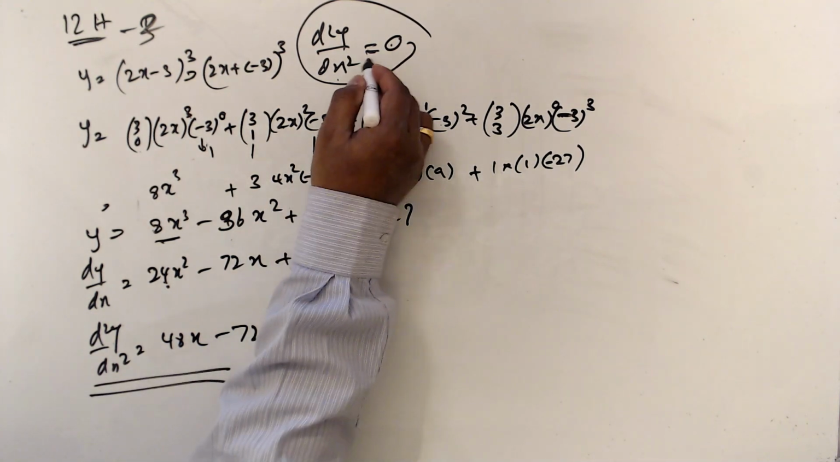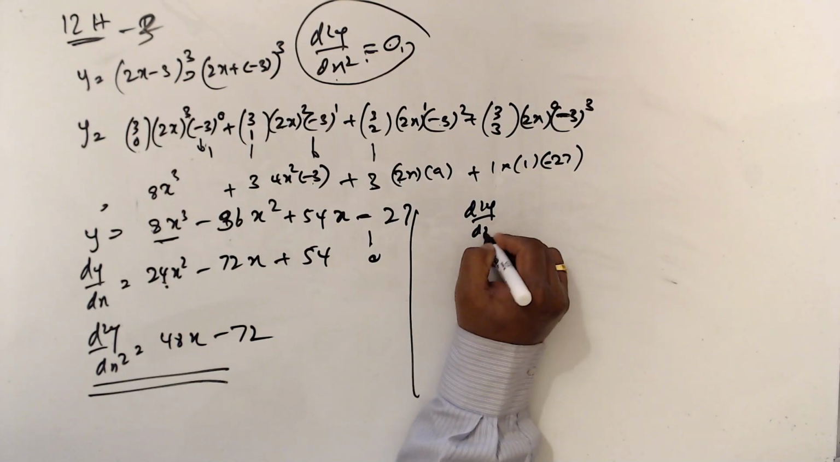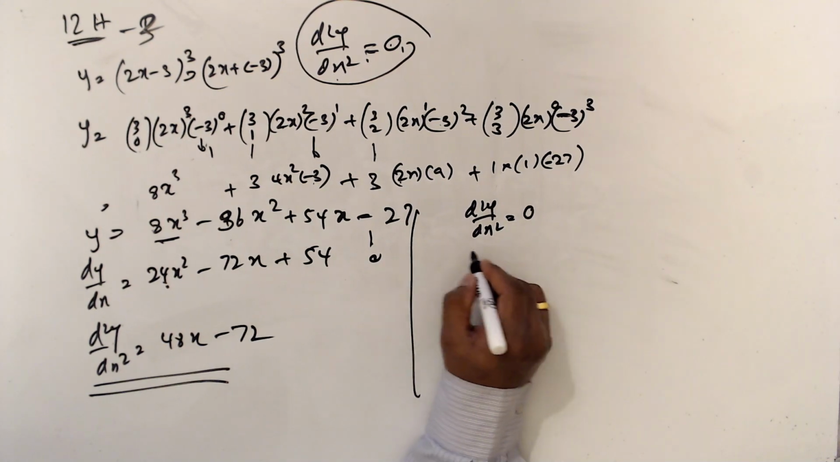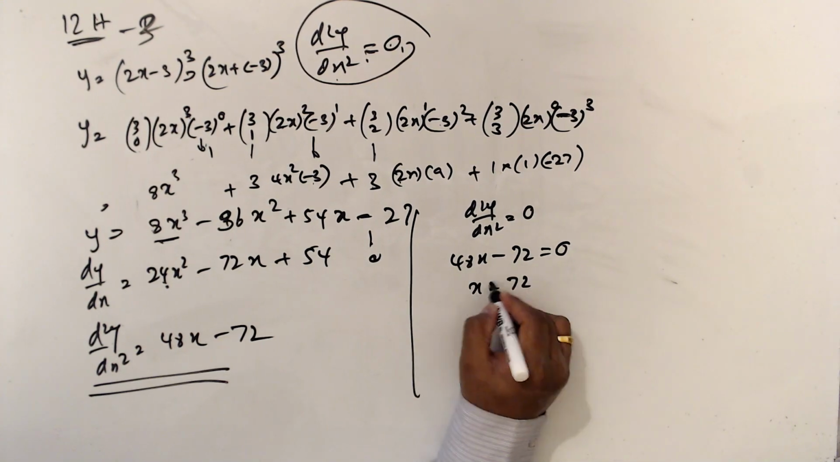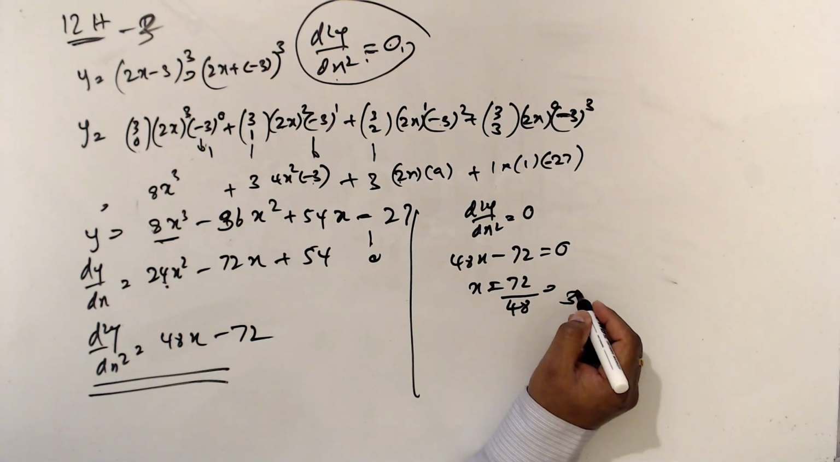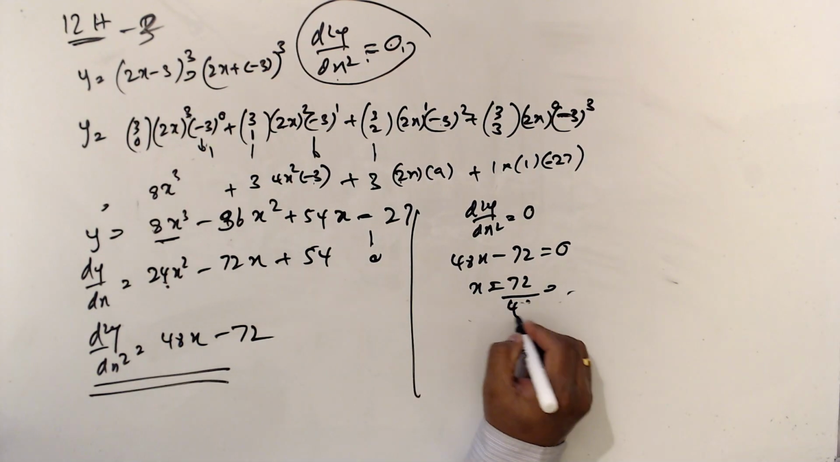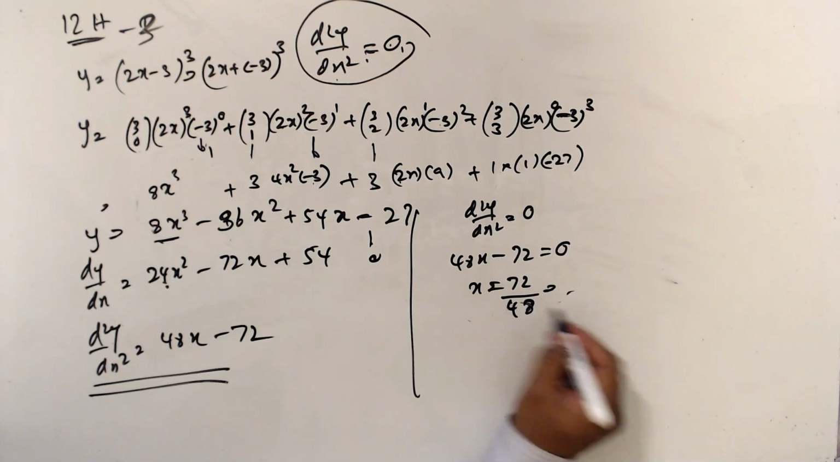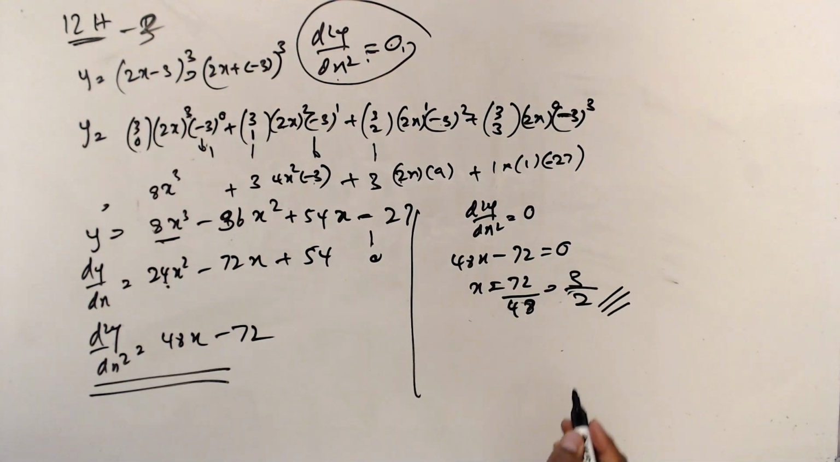Now this is equal to what? 0. We'll work it out now. d square y over dx square equals 0, hence 48x minus 72 equals 0. x equals 72 over 48. We can divide by 24: 24 times 2, 24 times 3. The x value is 3 over 2.